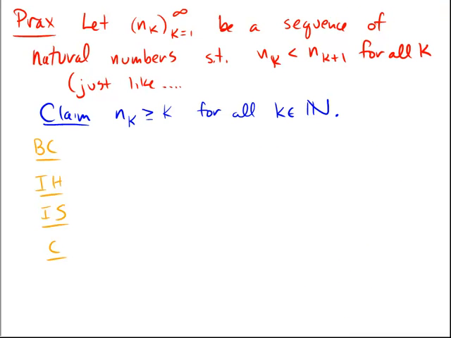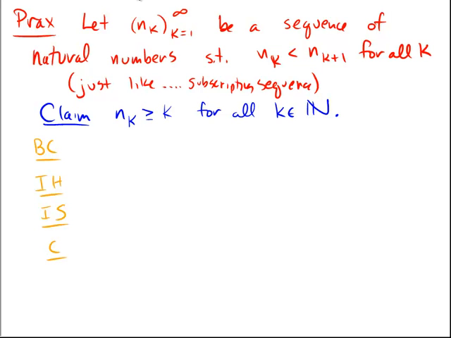Okay, now let's do a little practice problem. Let n sub k, from k going from 1 to infinity, be a sequence of natural numbers such that n_k is always less than n_{k+1} for all k. So it's just like a subscripting sequence. Okay, let's try to prove the claim that n sub k is bigger than or equal to k for all k that are natural numbers.